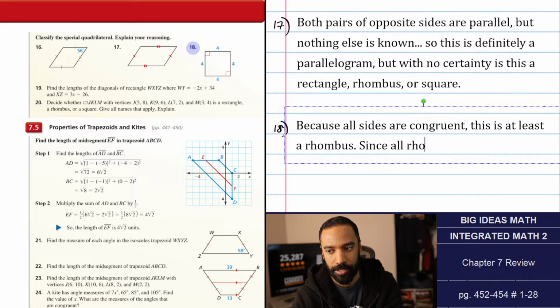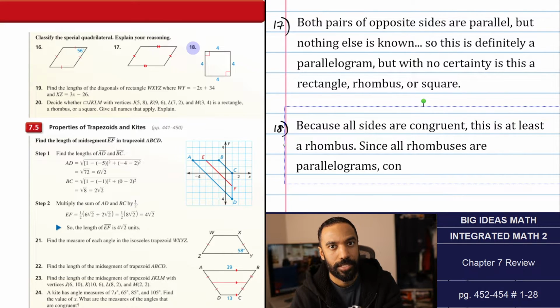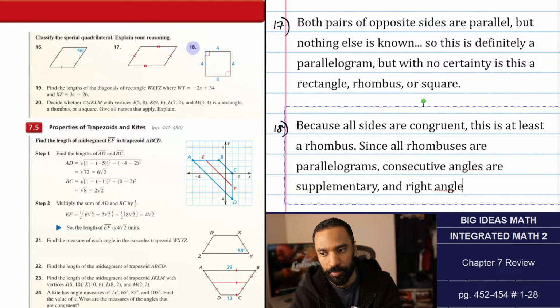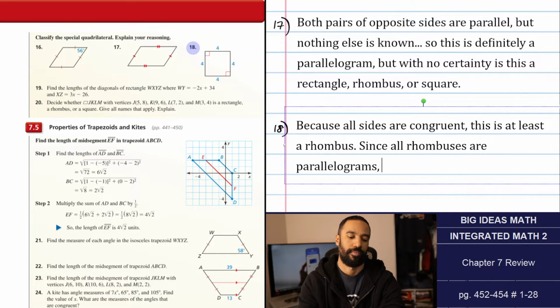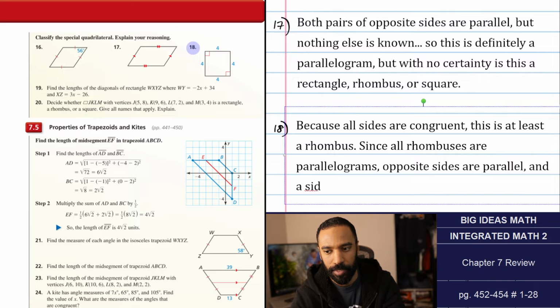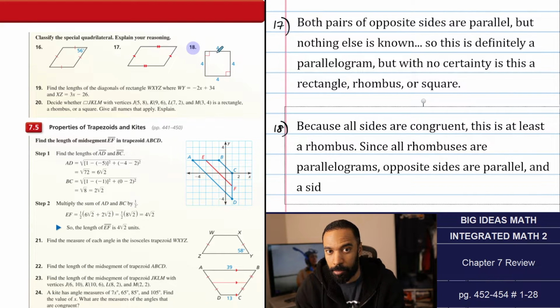Since all rhombuses are parallelograms, opposite sides are parallel. So here's what I'm trying to say. These right angles, with this being a parallelogram, is enough to tell me more stuff. These are parallel, and a line perpendicular to a line parallel to another line.